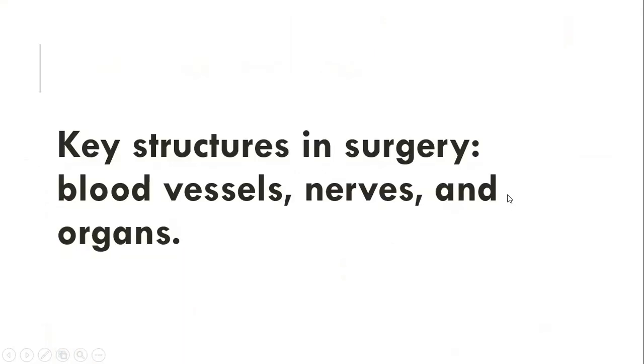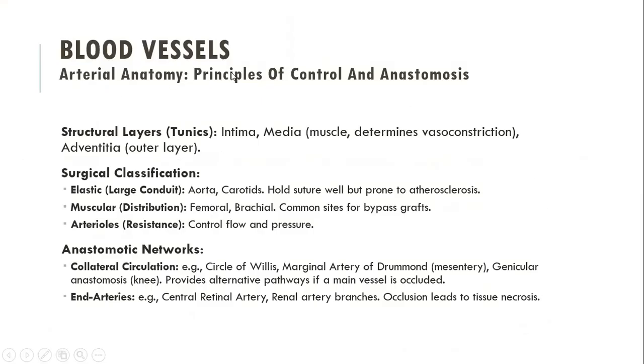Now, what are the key structures in surgery, like blood vessels, nerves, and organs? For the blood vessels, you must understand the arterial anatomy and then the venous anatomy. If you see arterial anatomy, the structural layers, like the tunics of the artery, they have the intima, they have the media in which muscle is located that determines vasoconstriction, and they have the adventitia that is the outer layer. So overall, the artery basically has three layers: intima, media, and adventitia.